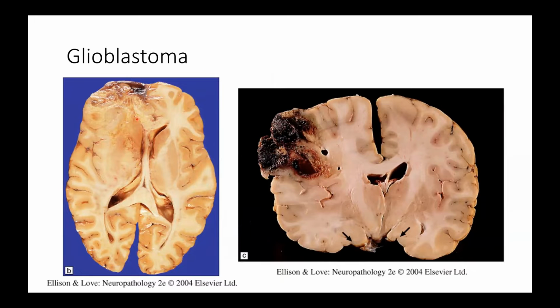So on cut sections of involved brains, one can see hemorrhage and necrosis and obvious infiltration throughout the white matter and cortex. Here's a nice kind of butterfly appearance where the tumor is crossing through the corpus callosum to the other hemisphere. Here's another coronal image showing similar features.